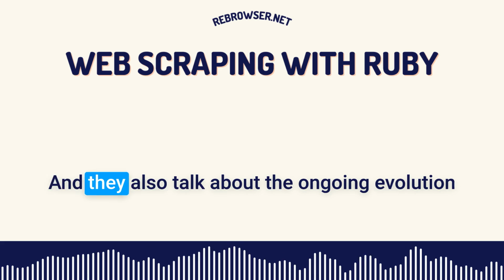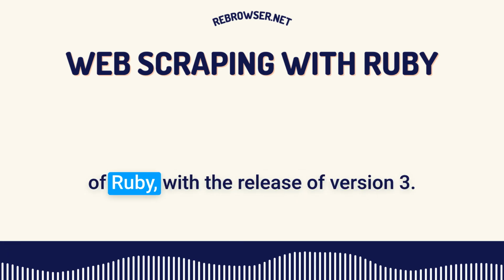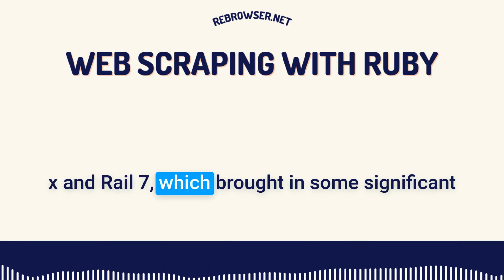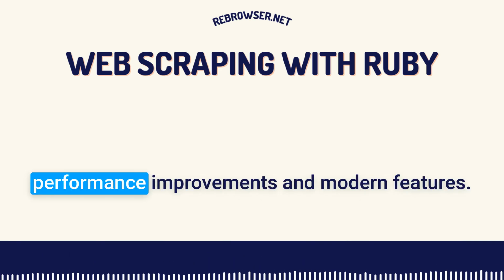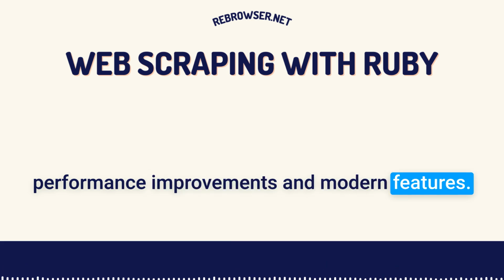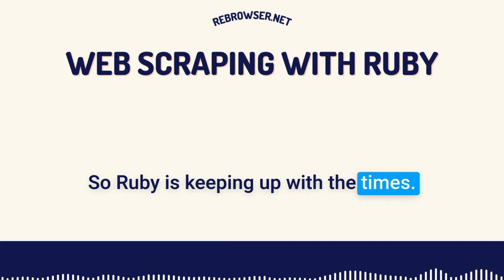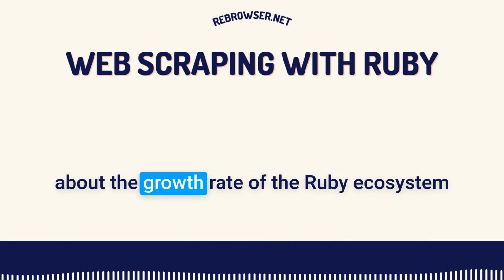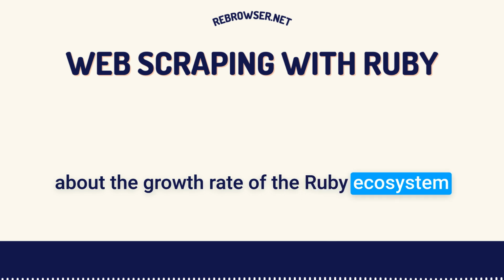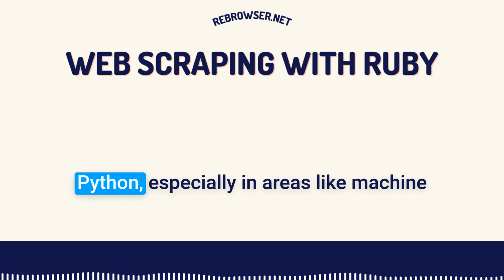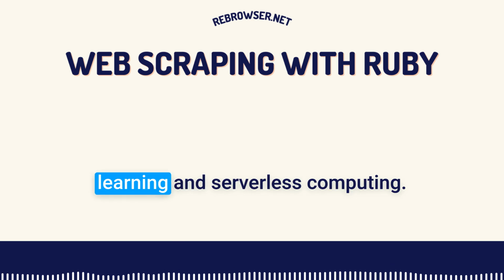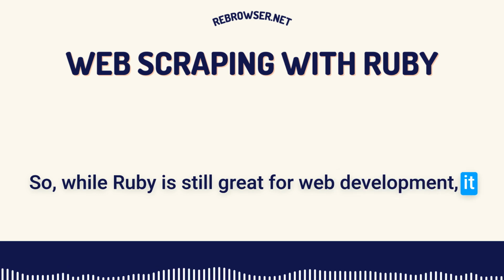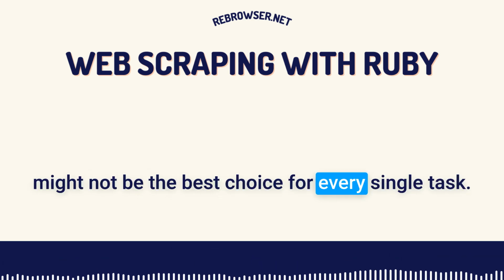Exactly. And they also talk about the ongoing evolution of Ruby, with the release of version 3.x and Rails 7, which brought in some significant performance improvements and modern features. So Ruby is keeping up with the times. Definitely. However, they also point out a concern about the growth rate of the Ruby ecosystem compared to some other languages like Python, especially in areas like machine learning and serverless computing. So while Ruby is still great for web development, it might not be the best choice for every single task.